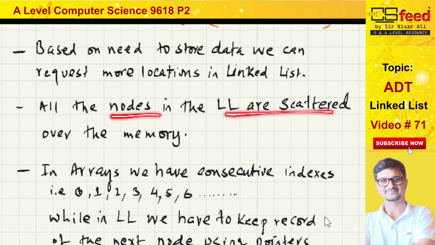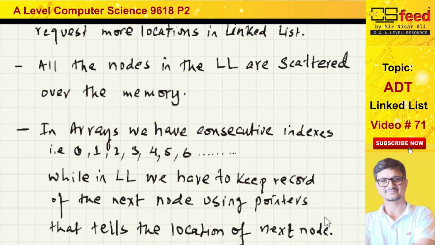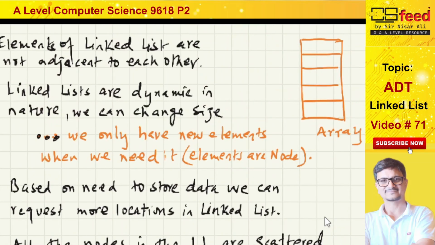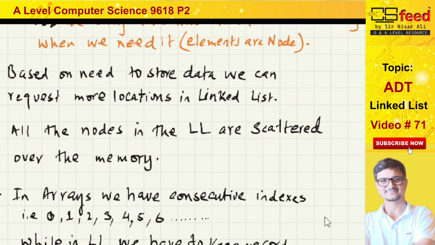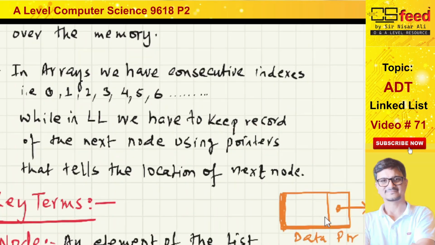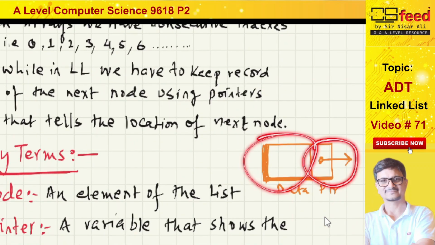All the nodes in the linked list are scattered over the memory. So as I said in the start, they are not consecutive and not adjacent to each other, the nodes. In arrays, we have consecutive indexes, like 0, 1, 2, 3, 4, 5, so they are adjacent to each other. While in the linked list, we have to keep a record of the next node using pointers that tell the location of the next node. So this is the node and this is the pointer. The pointer is telling us the location of the next node.